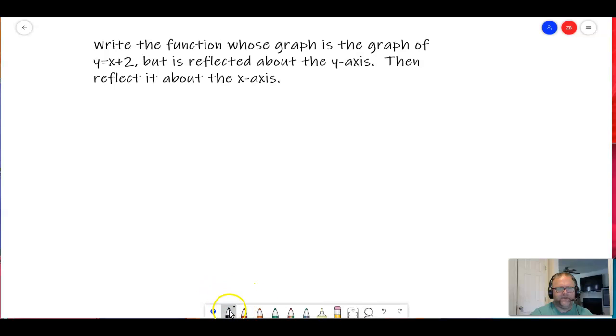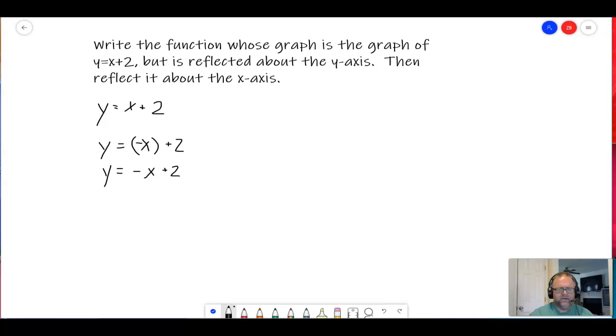So we have y is equal to x plus 2. To reflect a function across the y-axis, we go into the function and replace x with a negative x. So I'm going to write the same function here, and I'm just going to replace x with a negative x, plus 2. I can just remove those parentheses, and I get y is equal to negative x plus 2.